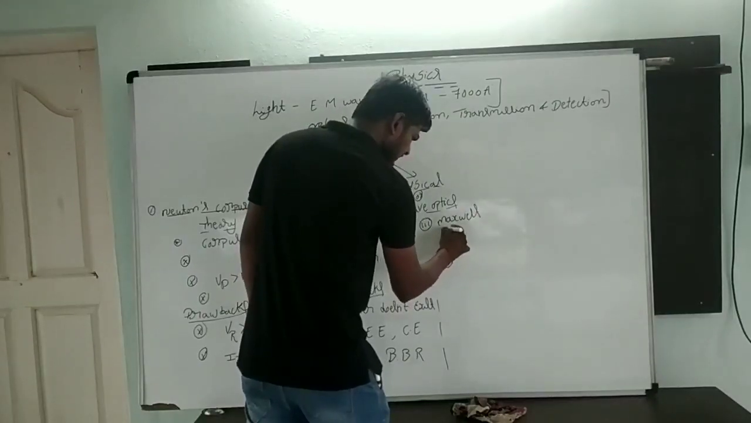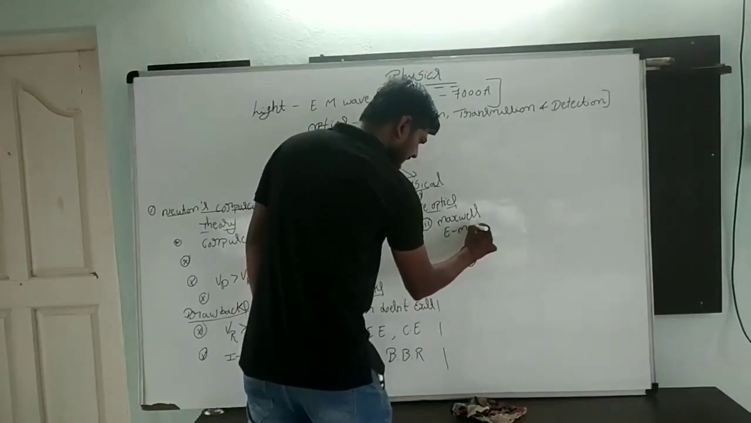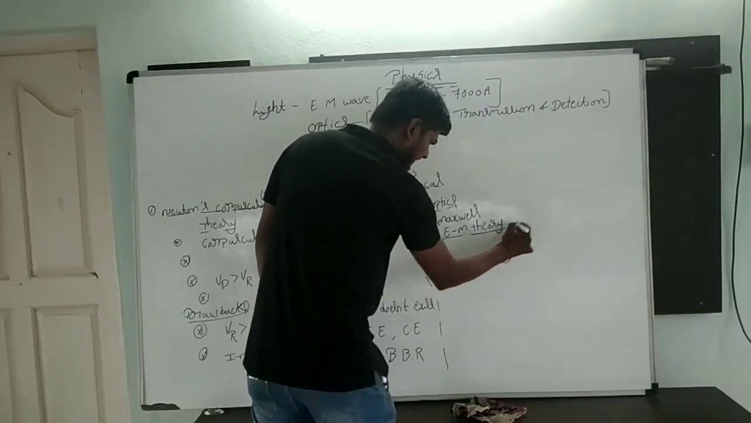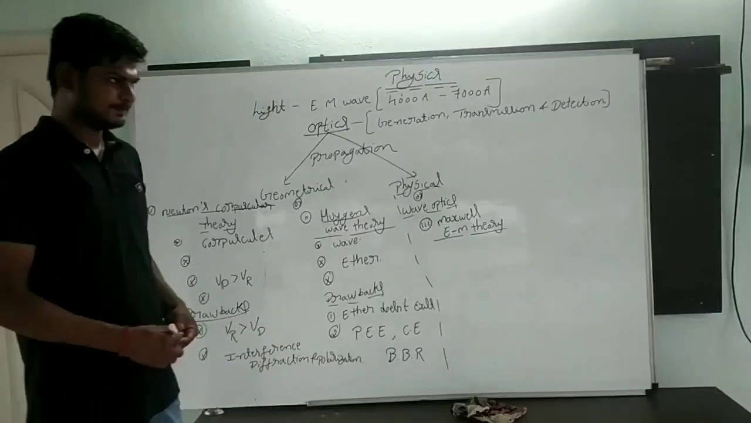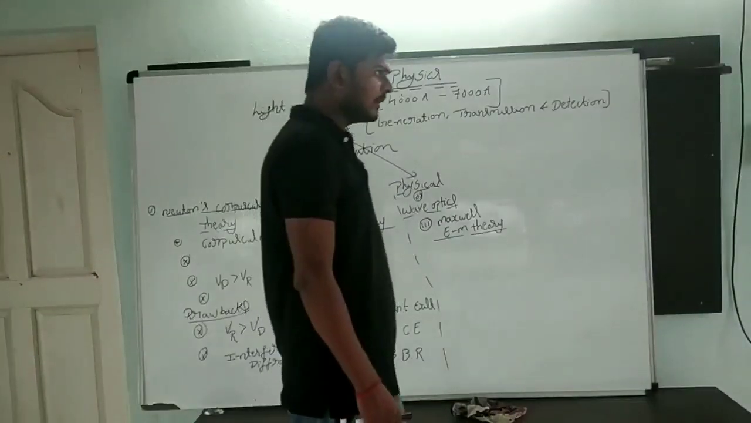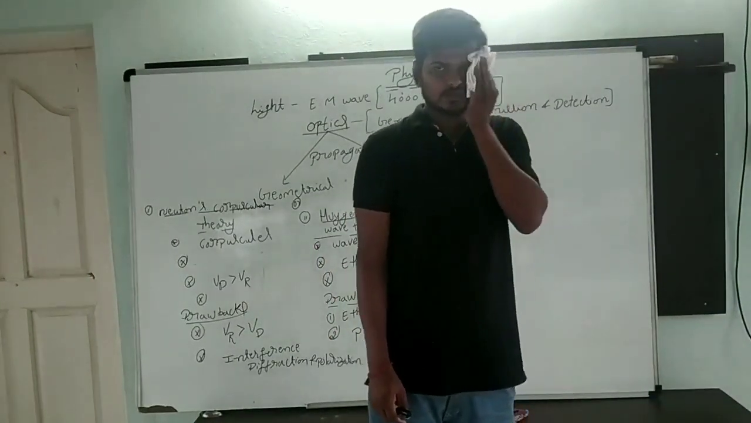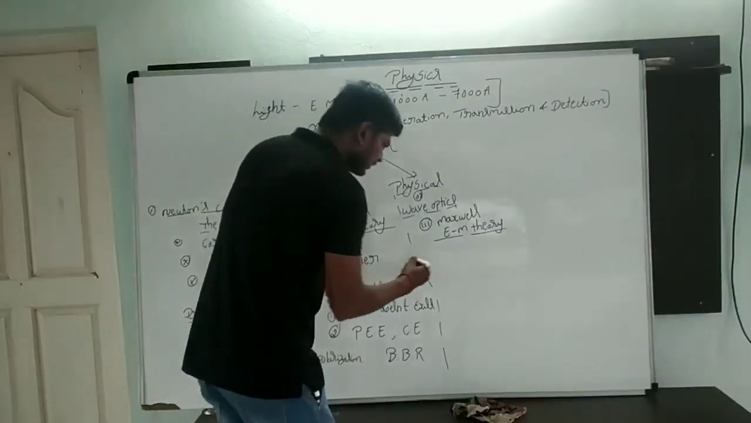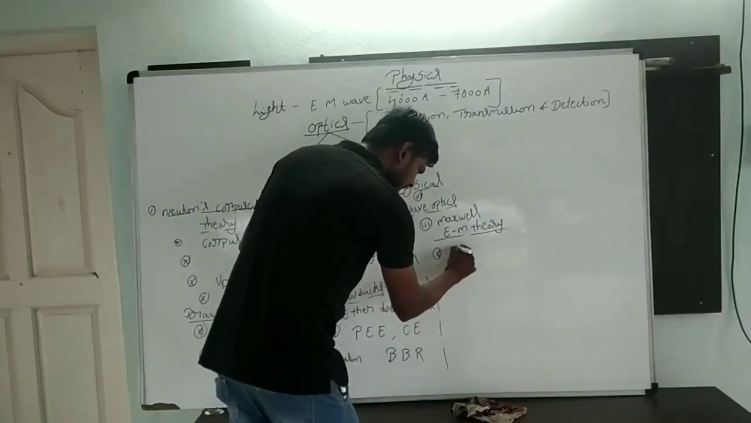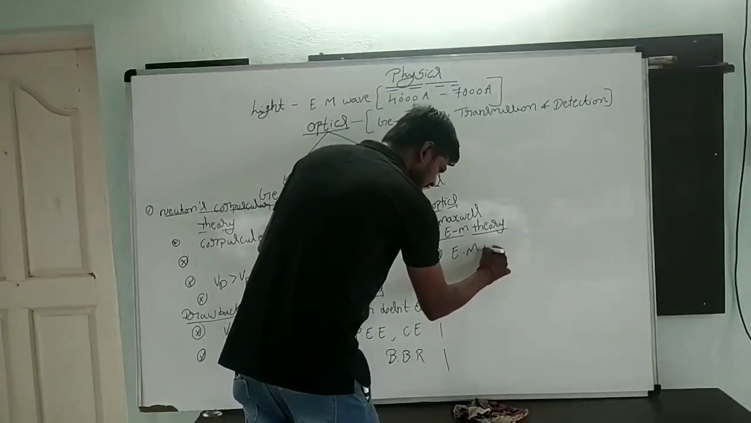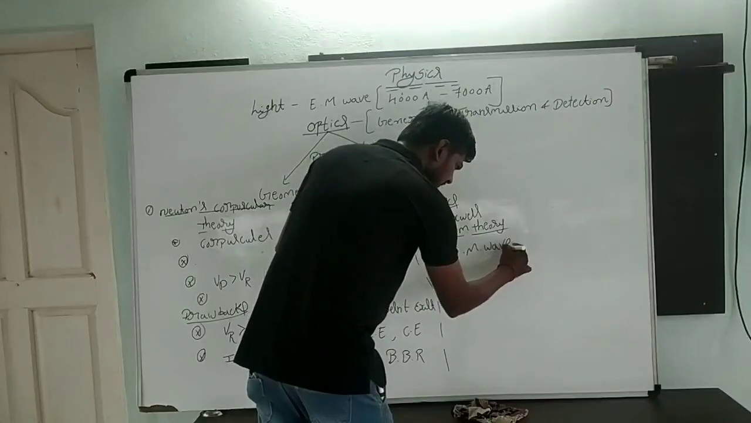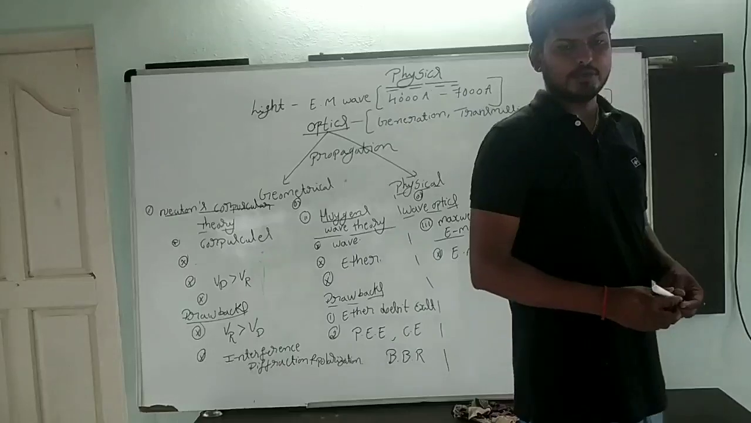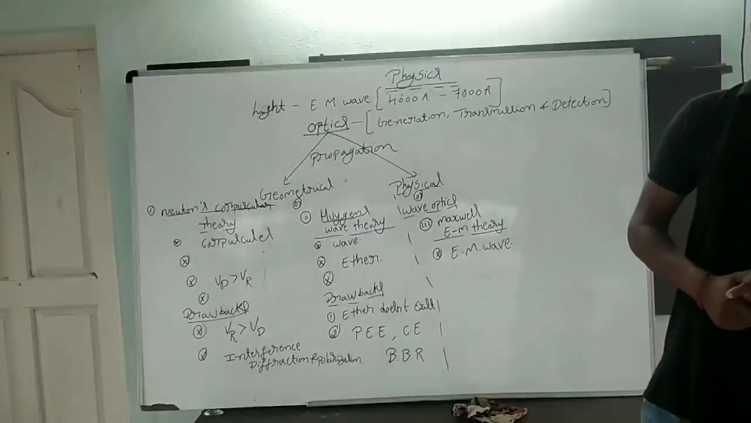Maxwell's electromagnetic theory. Here, Maxwell assumed that light is an electromagnetic wave. Clear? Light is an electromagnetic wave.